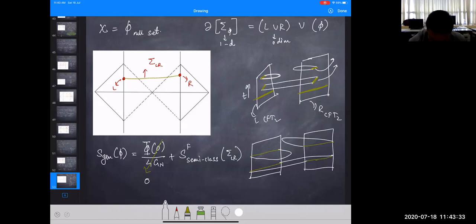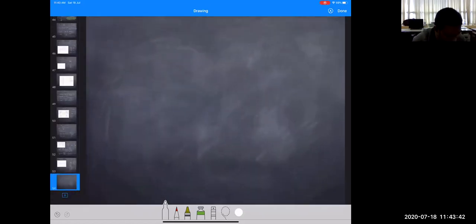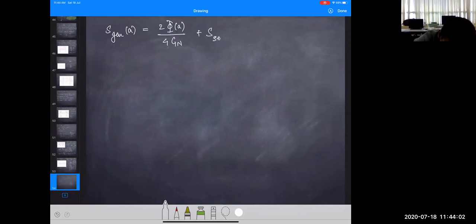Okay, so this is what we have. And so first of all, we got this. Let me write down these two contributions. So what did we have? We had two kinds of Ryu-Takayanagi surfaces, two kinds of quantum RT candidate surfaces, which is twice of phi over 4 G Newton plus there's an S semi-classical, which is minus B comma A on the left, union minus A comma B on the right.